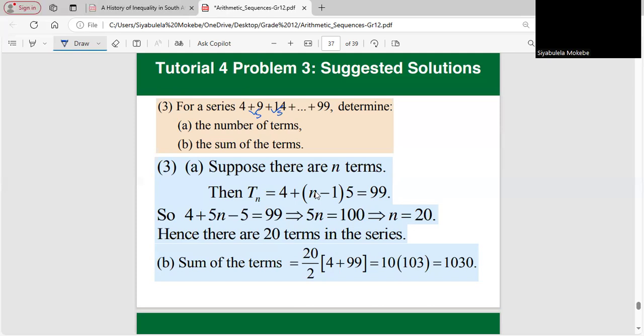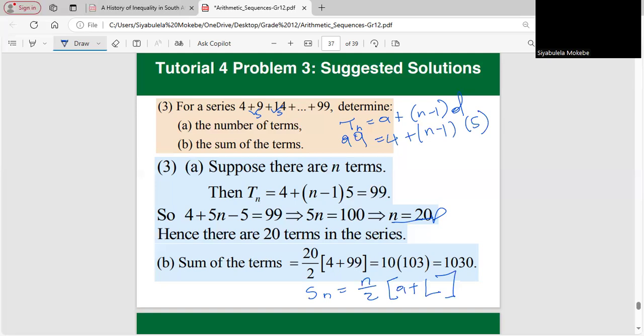So the first thing is to try and find your general, your nth term. The nth term, remember, is a plus (n minus 1)d. Your first term is 4, the common difference is 5, and Tn is given as 99. So n equals 20. Now, the sum of the terms uses this formula because we have our last term. So S of 20 equals 20 over 2, the first term is 4 and the last term is 99, and that should give you your answer.